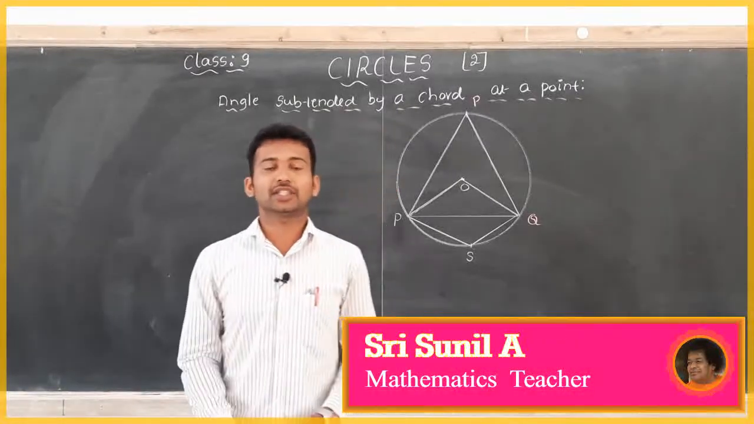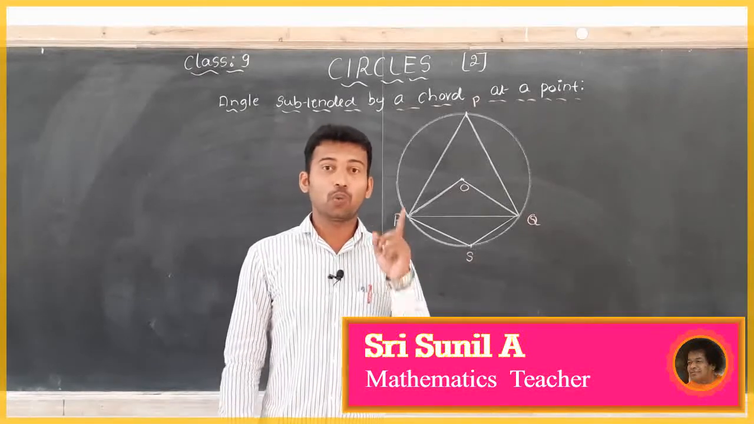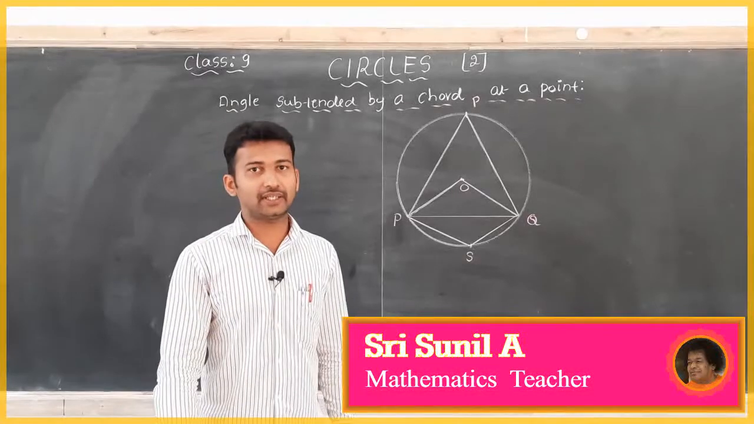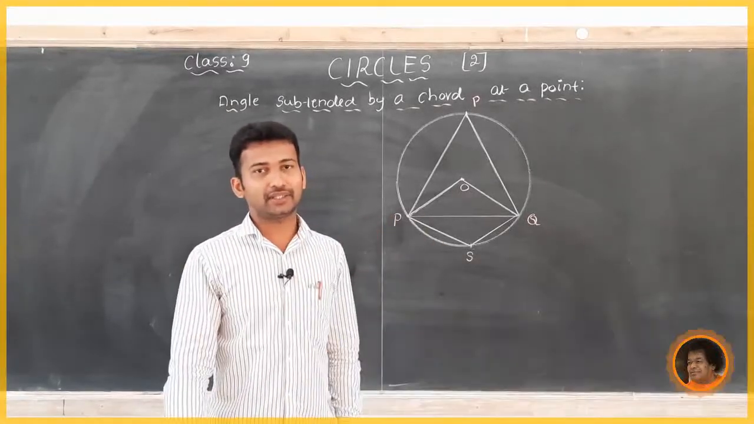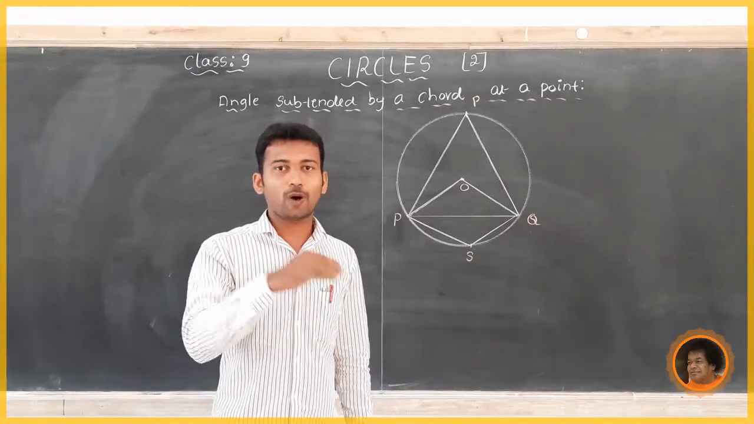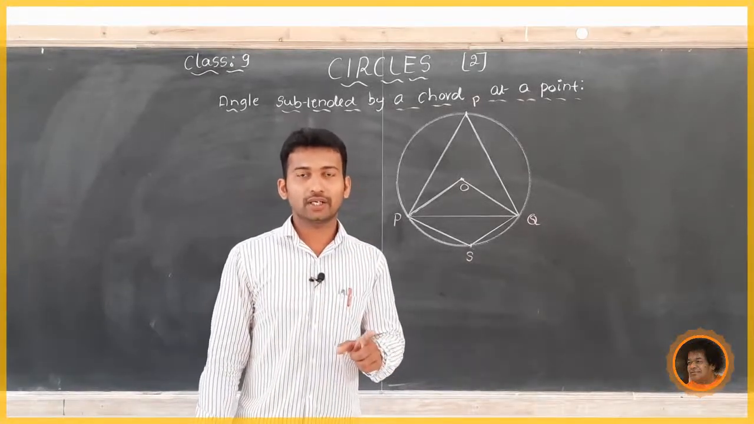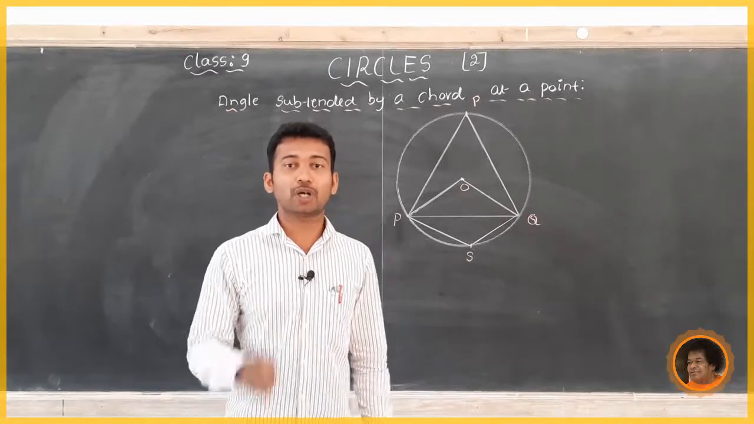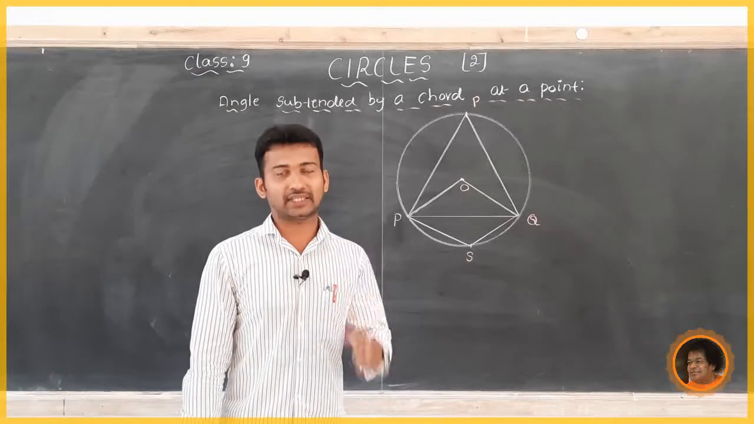Students, in the last session we discussed the introduction to circles. In that, we covered what the radius and the diameter of the circle are, the relation between radius and diameter, and the formula to find the length of the radius or diameter. Similarly, what is a chord, what is a major segment or minor segment, and major sector, minor sector.